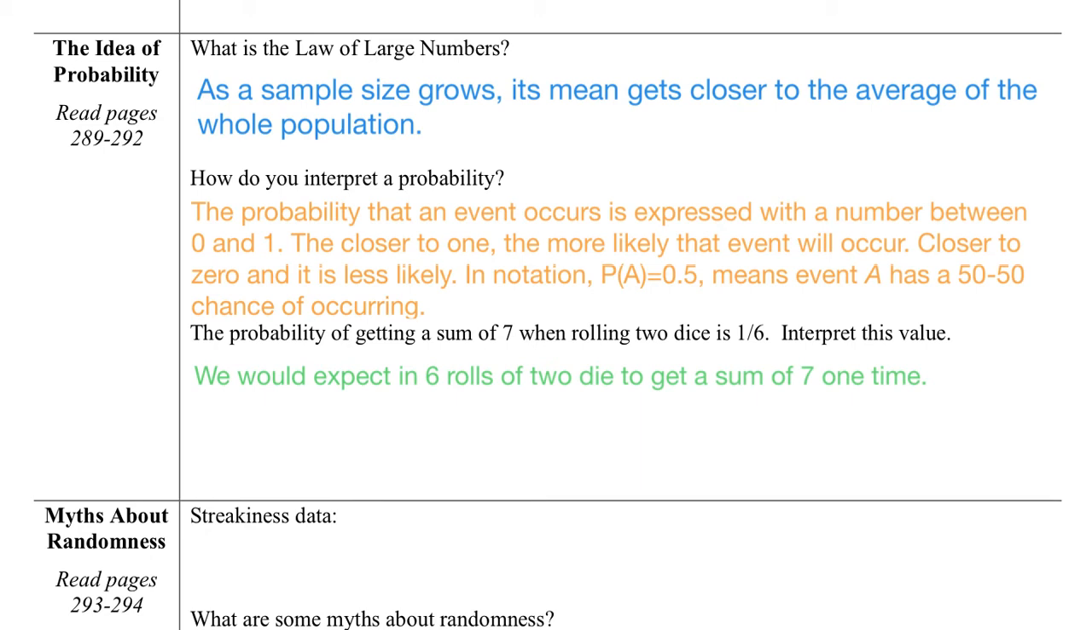And of course not. If I rolled 2 dice 6 times, I may never get a 7, or I might get a 7 3 times. We don't know. But that's where the law of large numbers comes in, as that sample size grows. The more and more times I roll those 2 dice over time, I would expect in 6 rolls to get a sum of 7 one time. It's important to stress that probability is what we expect to happen over time. It is not what will happen.